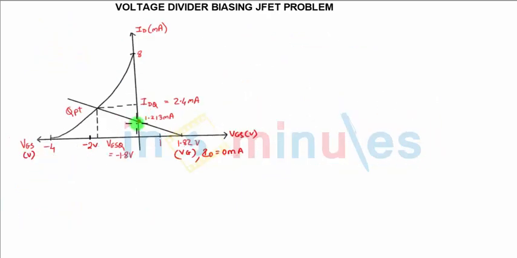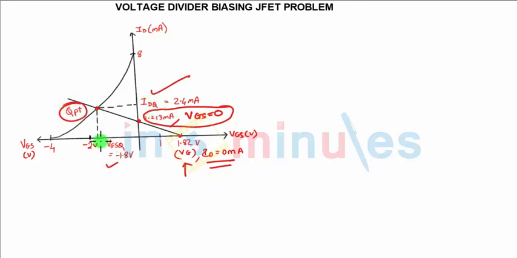You can see here, for 1.213 milliampere your VGS is 0. So this is one of the points. And for ID 0 you are having VGS 1.82. So when you join these two points via a straight line, wherever they intersect the transfer characteristics, that will give you the Q point. So this is your IDQ, and the corresponding value will be VGSQ. So it is -1.8 and 2.4 milliampere. So from this graph, what you got? You got IDQ as 2.4 milliampere and VGSQ as -1.8 volts.